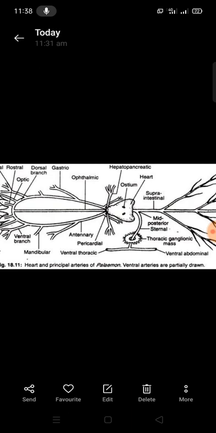The 5 pairs of slit openings are called the ostia. The blood flows into the heart through the ostia. The blood from the heart is carried out by the arteries arising from the anterior and posterior ends. This is the heart. And the next one is the arteries.